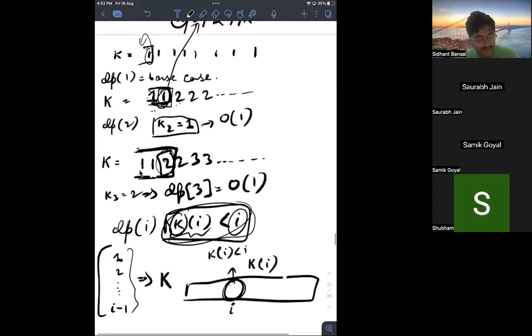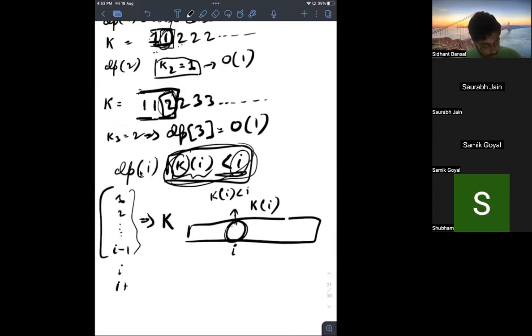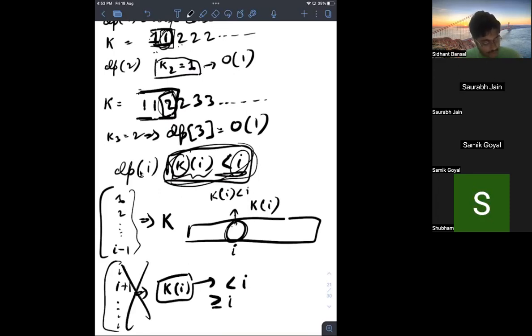It can never have a value greater than or equal to i. So whatever value it has at this point is the correct value, because in the future, when you introduce i plus 1, whatever, those values can never impact the K of ith position, because K of ith position has to hold a value less than i. It can never hold a value greater than or equal to i. So all these values are redundant for K of i. Is this part clear?